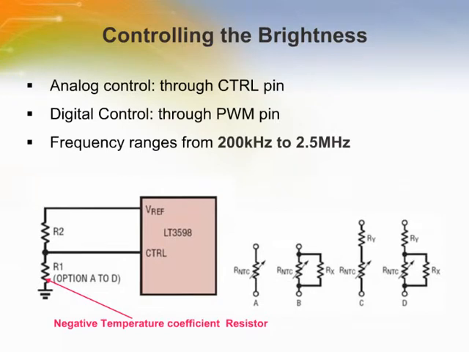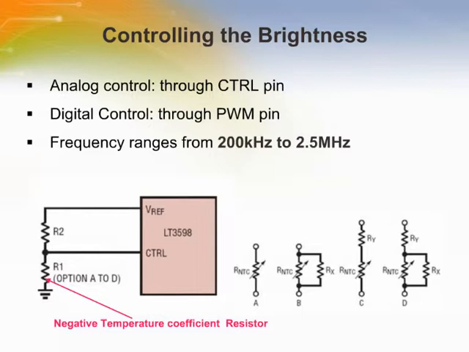Two different types of dimming control can be used with the LT3598. The LED current can be set by modulating the control pin or the PWM pin. For some applications, a variable DC voltage that adjusts the LED current is the preferred method of brightness control. The control pin voltage can be modulated to set the dimming of the LED string.